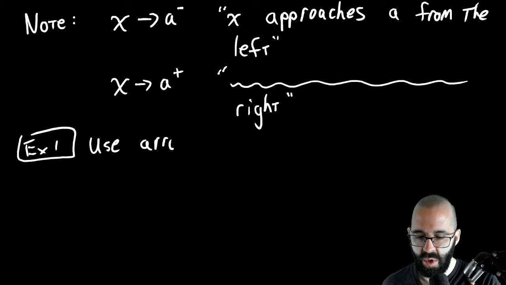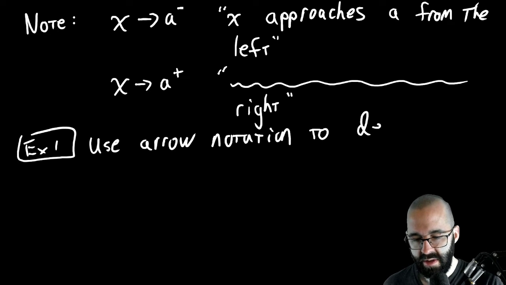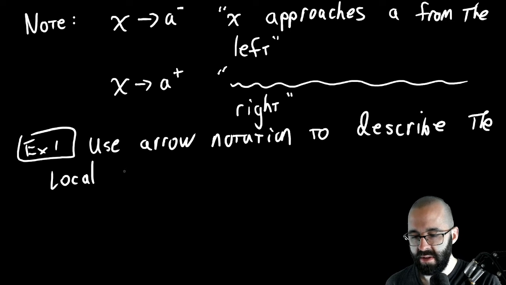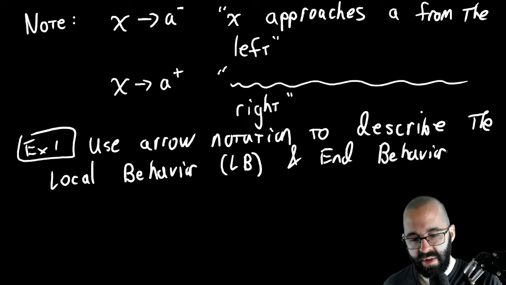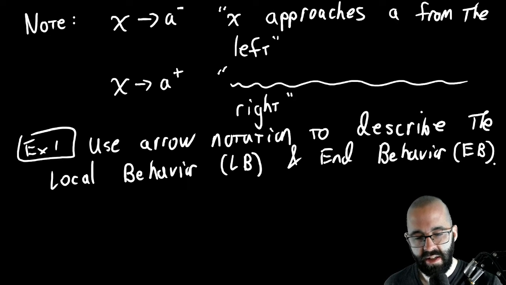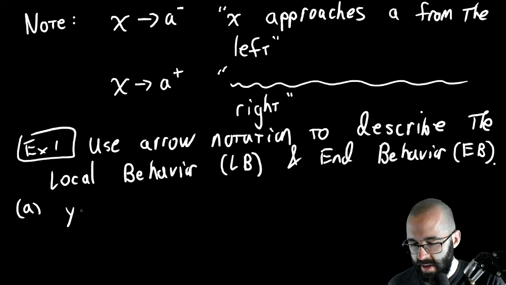Use arrow notation or limit notation to describe the local behavior, we can abbreviate that LB, and end behavior, which, just like before, we can abbreviate that EB. These are not necessarily normal abbreviations, but they save some time. First one: y equals 1 over x minus 2, plus 4.